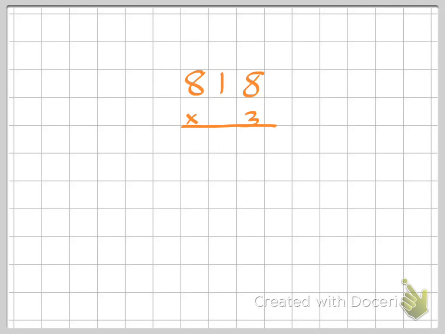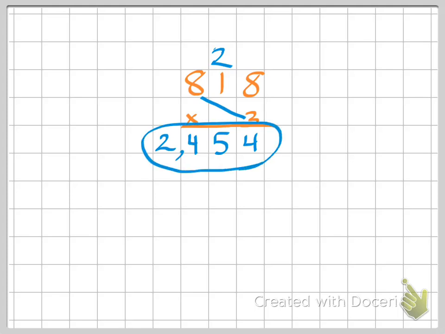So the first thing you do is you say 3 times 8, which is 24. This is what 24 looks like. You carry the 2 and you drop the 4. And then you say 3 times 1 is 3, plus 2 would be 5. And again, 3 times 8 is 24. So 818 times 3 gives us 2,454.